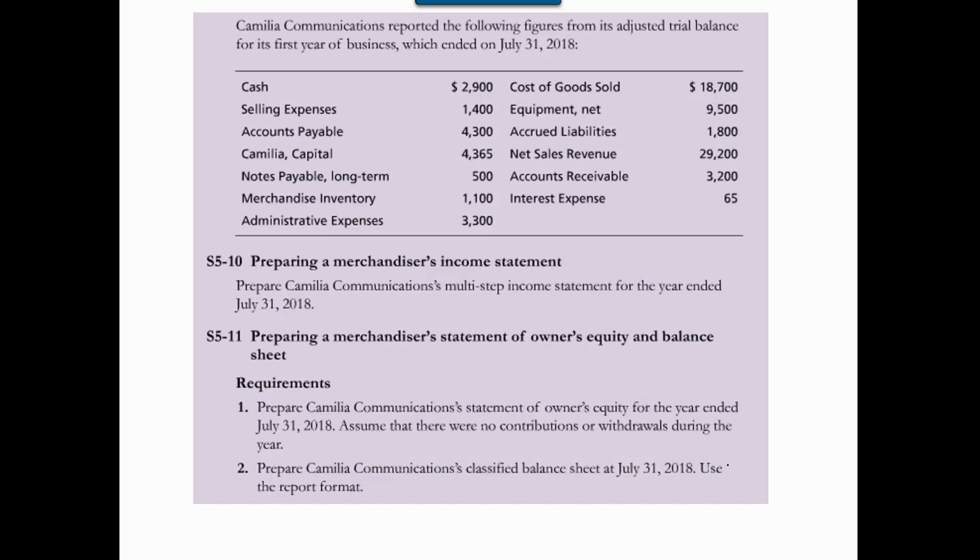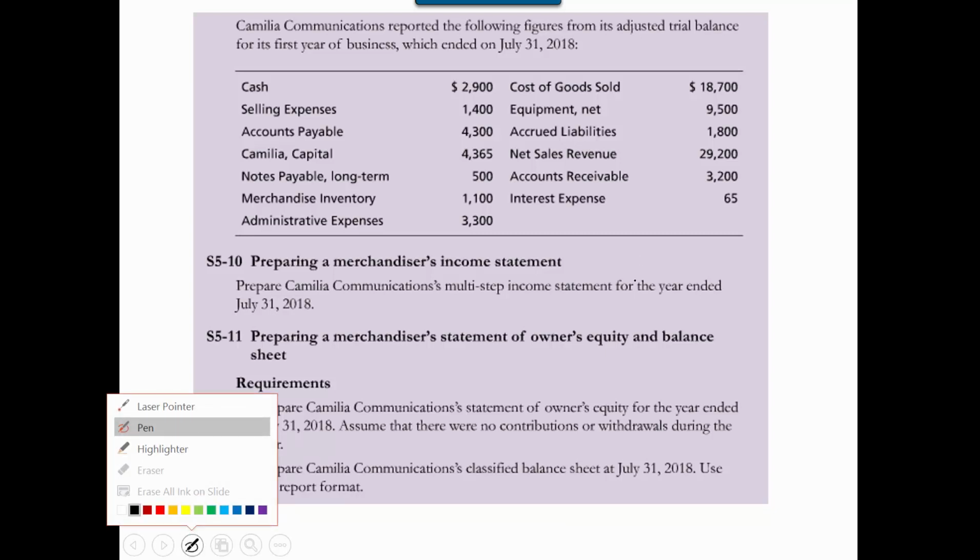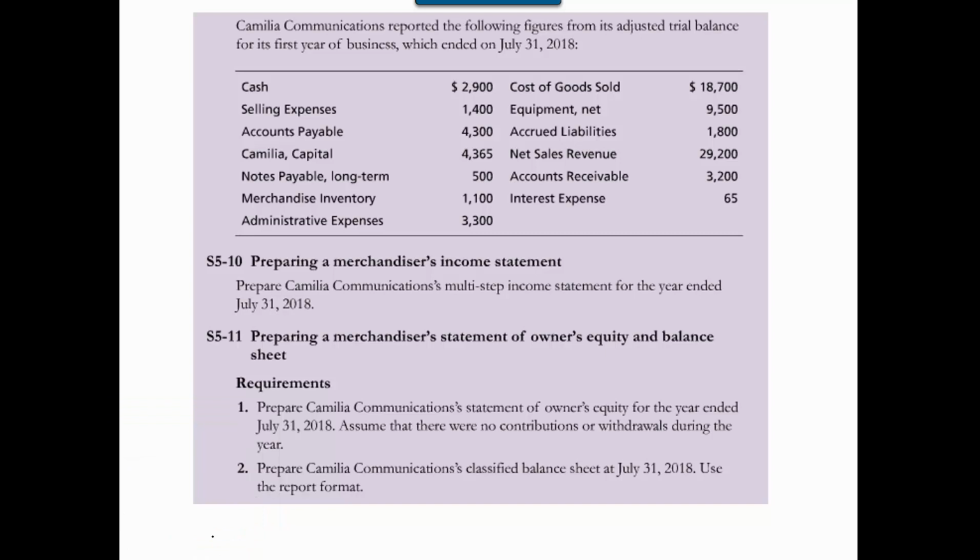So here's a problem where we're just kind of doing an income statement and then a statement of owner's equity and a balance sheet. So from here we'll just pick which ones go on which statement, and then I have the finished ones for you. So we know that revenue and expenses go on our income statement. So let's do income statement will be yellow.